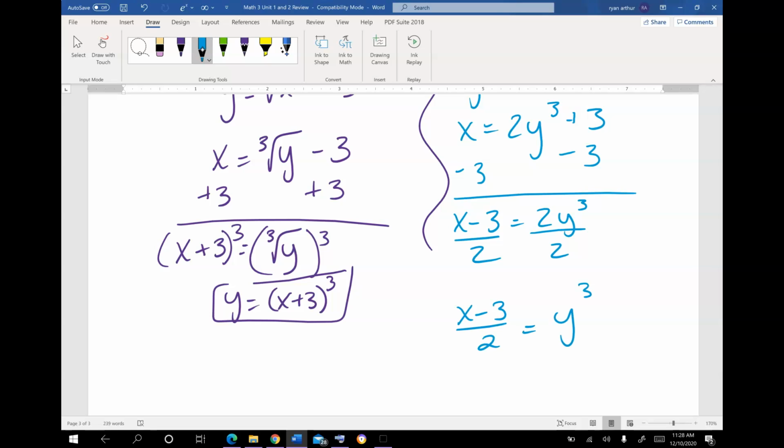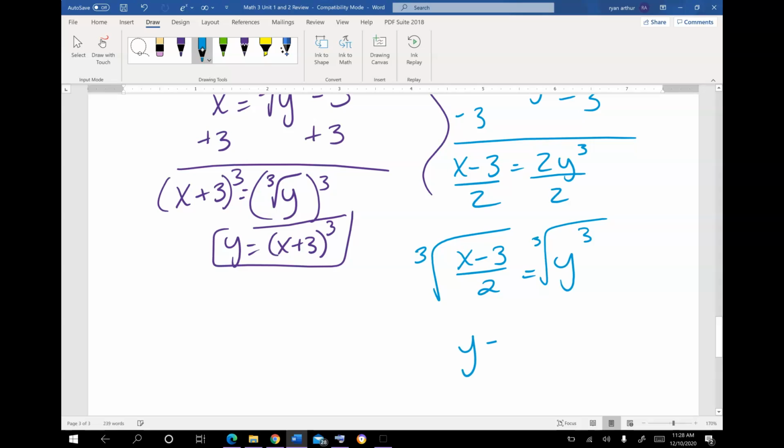To get rid of a cube, you do the same thing we did. We do the opposite we did over here. You take the cube root. So the inverse equals the cube root of X minus 3 over 2.